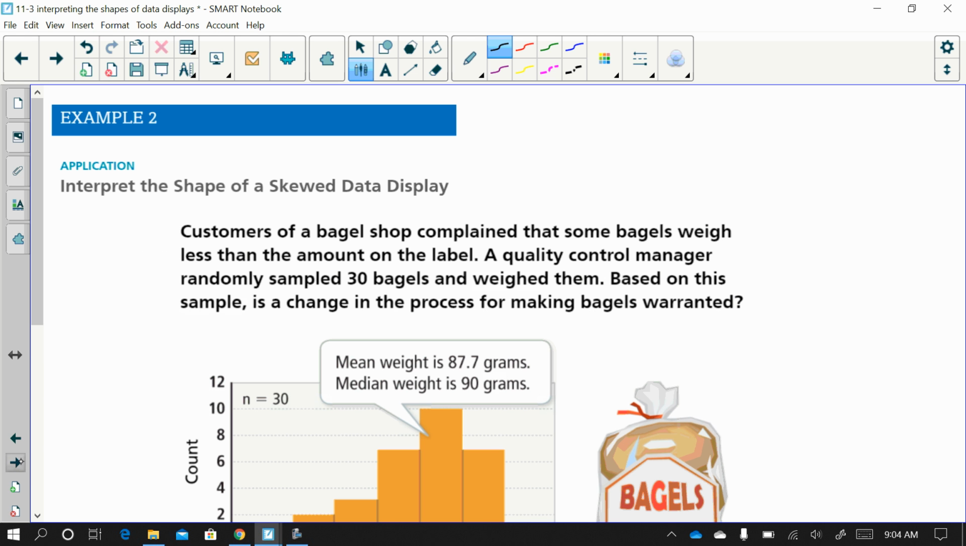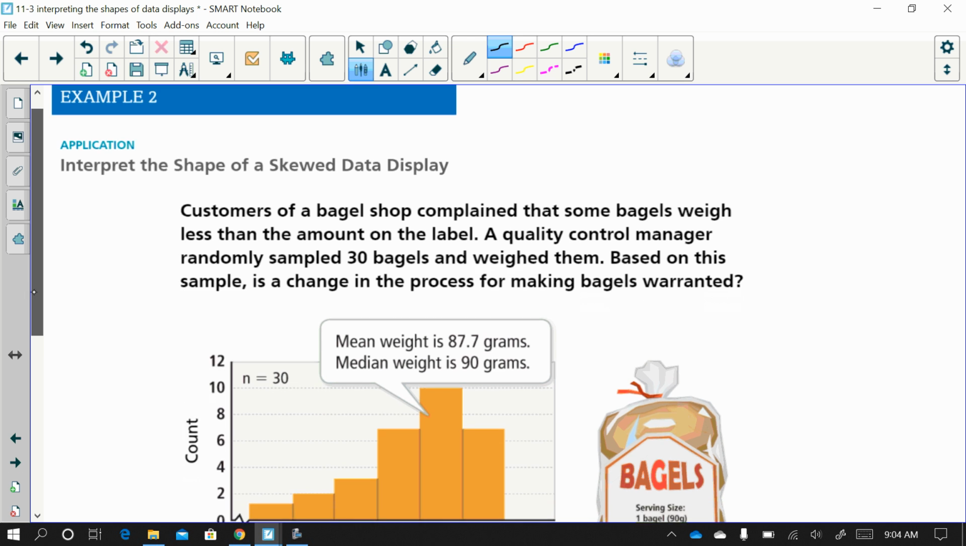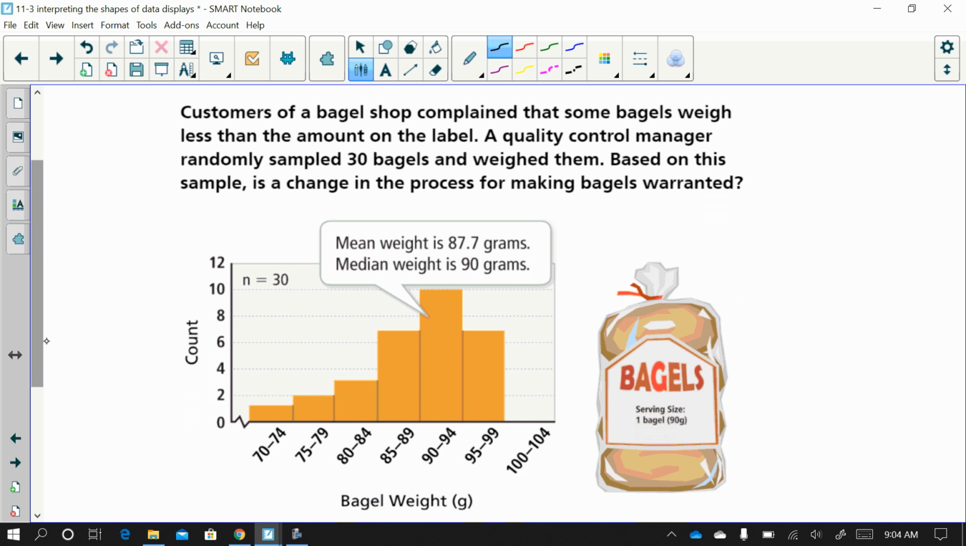In example 2, we're going to interpret the shape of a skewed data display. So customers of the bagel shop complained that some bagels weigh less than the amount on the label. Quality control managers randomly sampled 30 bagels and weighed them. Based on this sample, is a change in the process for making bagels warranted? So the label says the bagel has to be 90 grams. So some people are crazy and they're weighing their bagels and they're not going to be 90 grams.